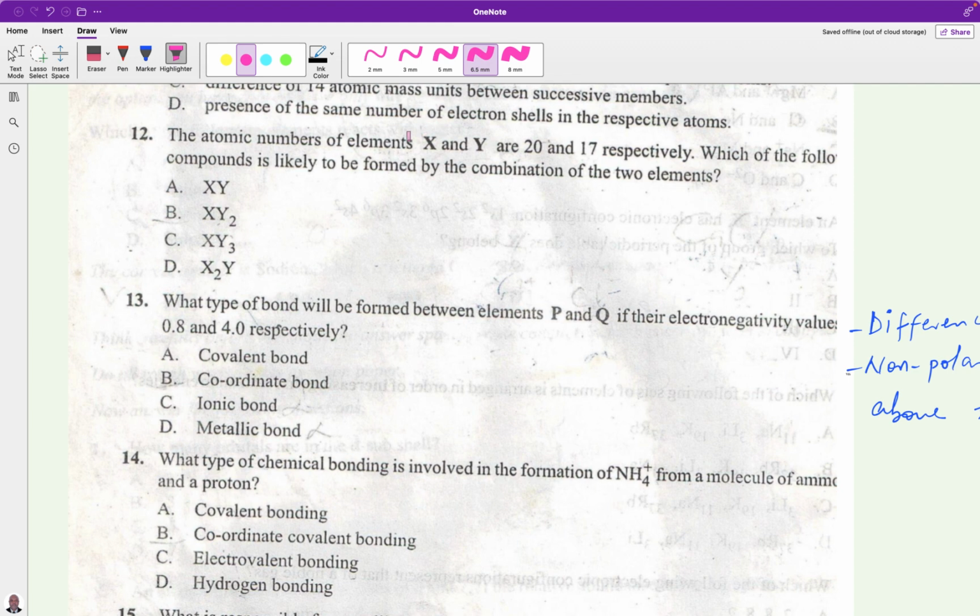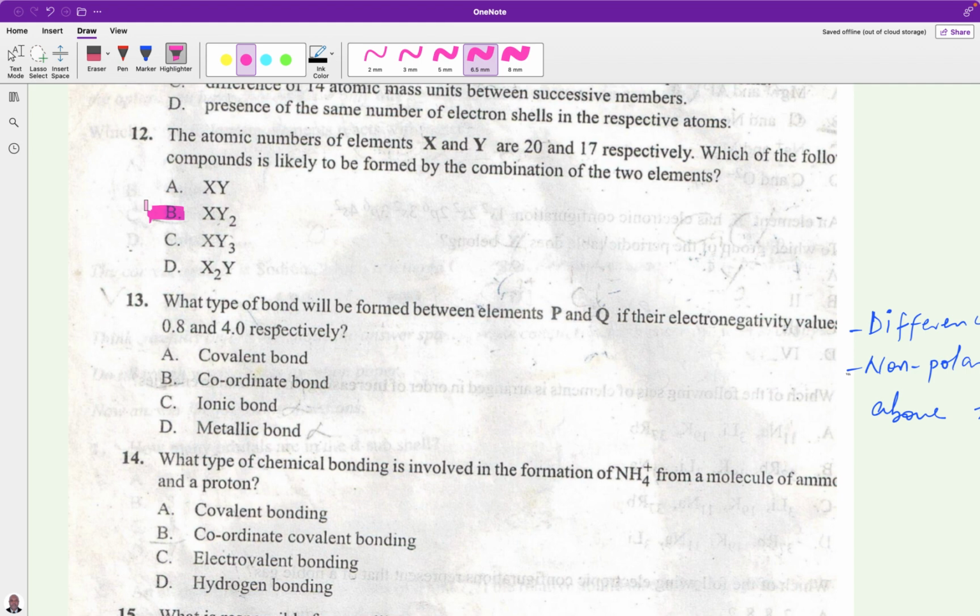For the compound formed between the 2 of them, we swap their charges. The 1 for Y will come to X, and the 2 for X will go to Y. So it will be XY2. So our answer for question number 12, XY2, is B.